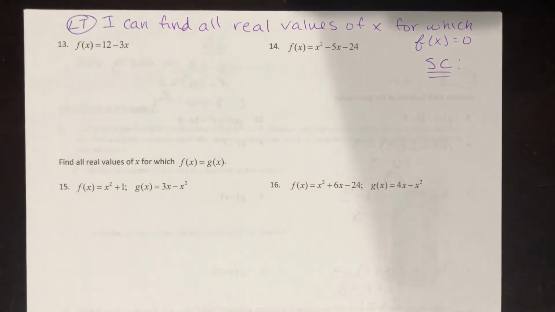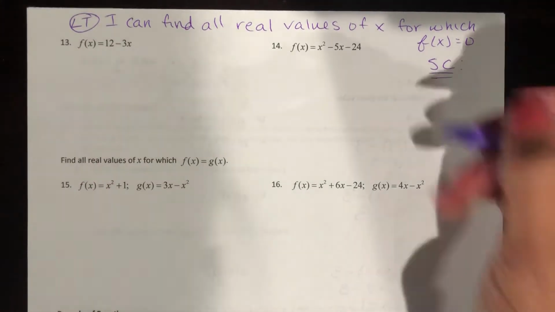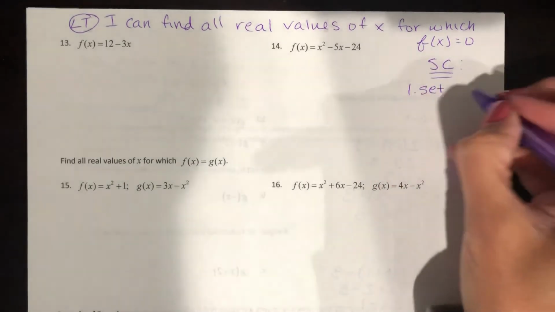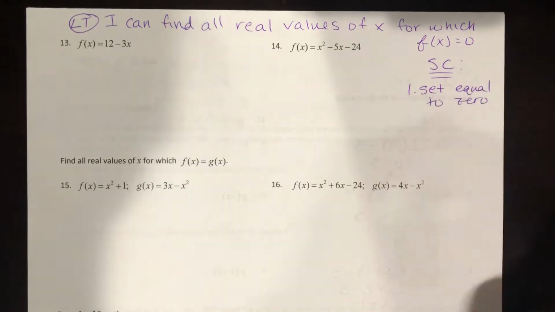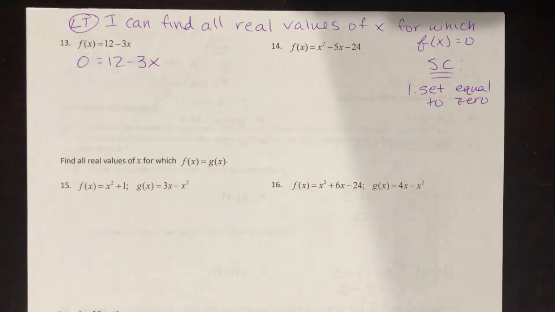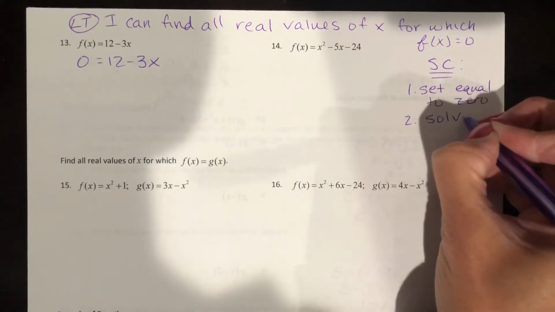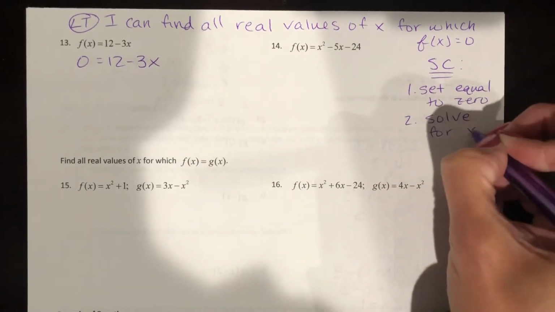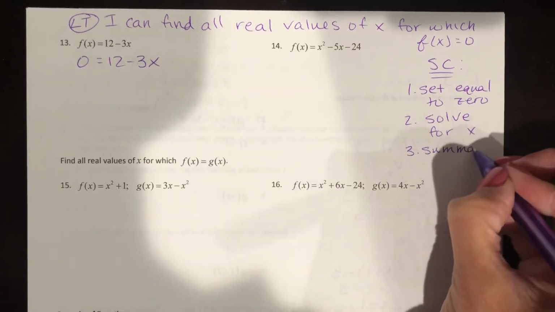So the first thing I want to do is replace f of x with 0, so I want to set it equal to 0. So 0 equals 12 minus 3x. Now I simply just want to solve for x, and then I will summarize my findings.